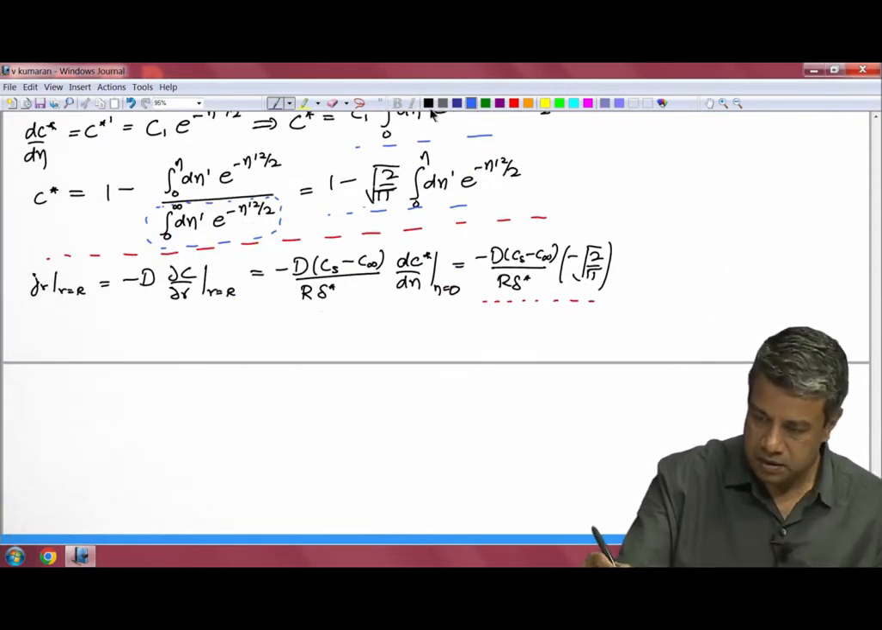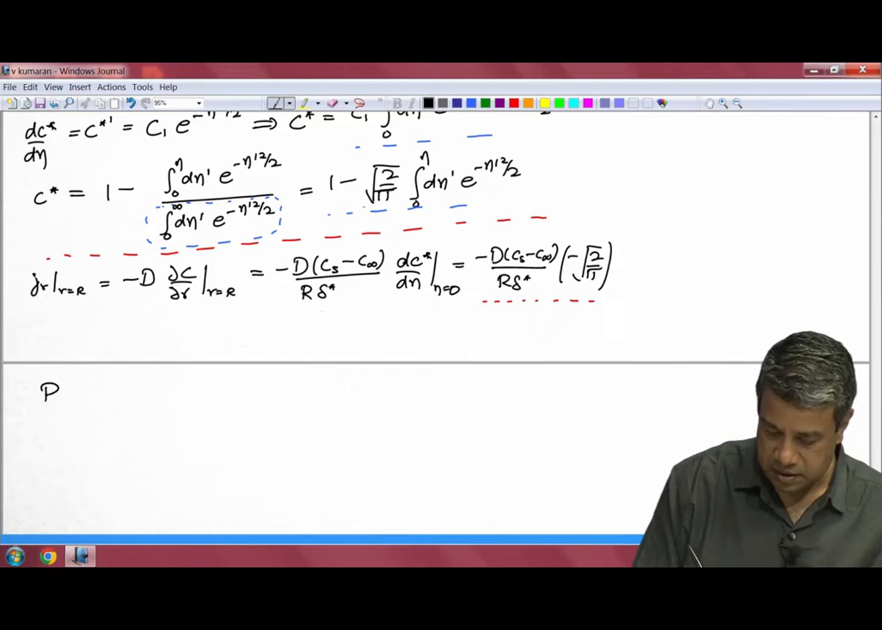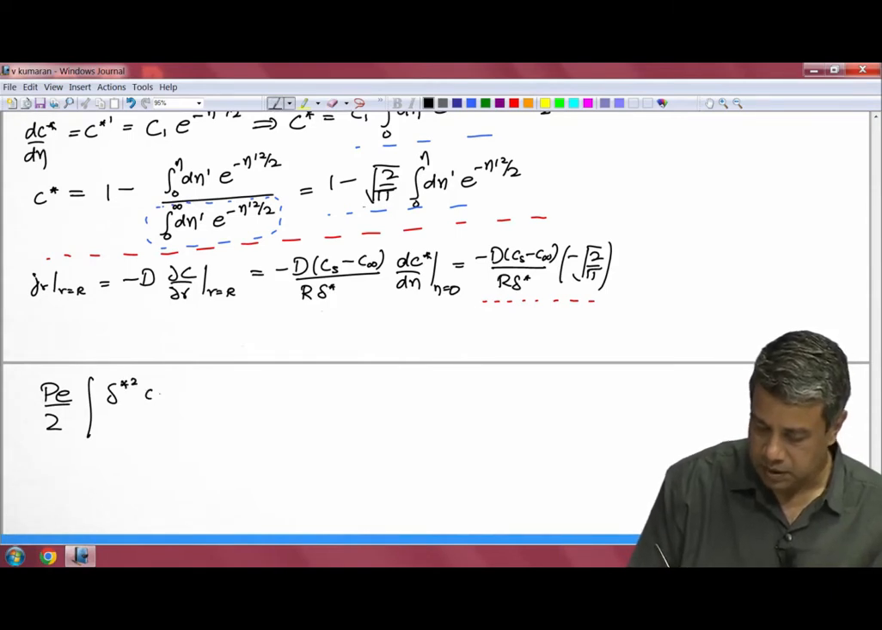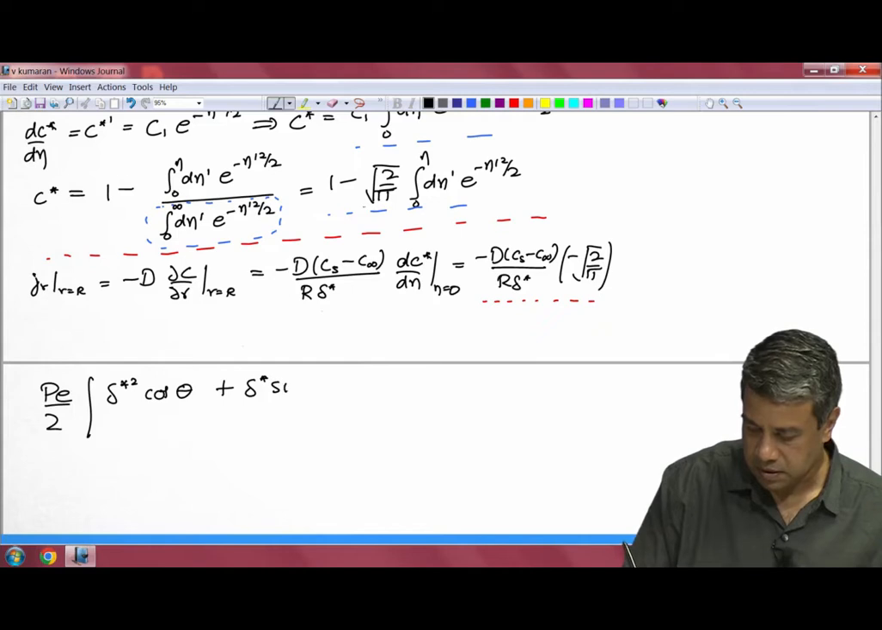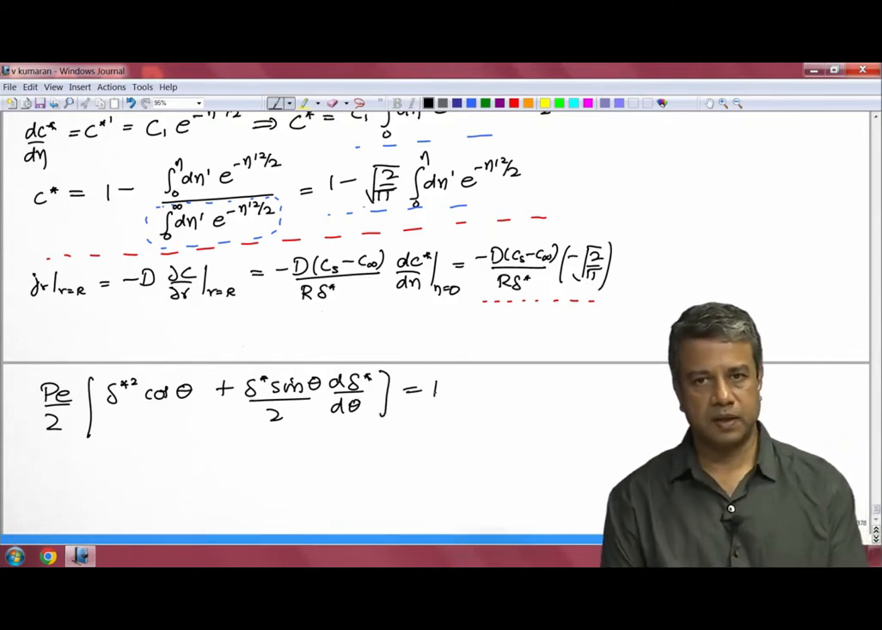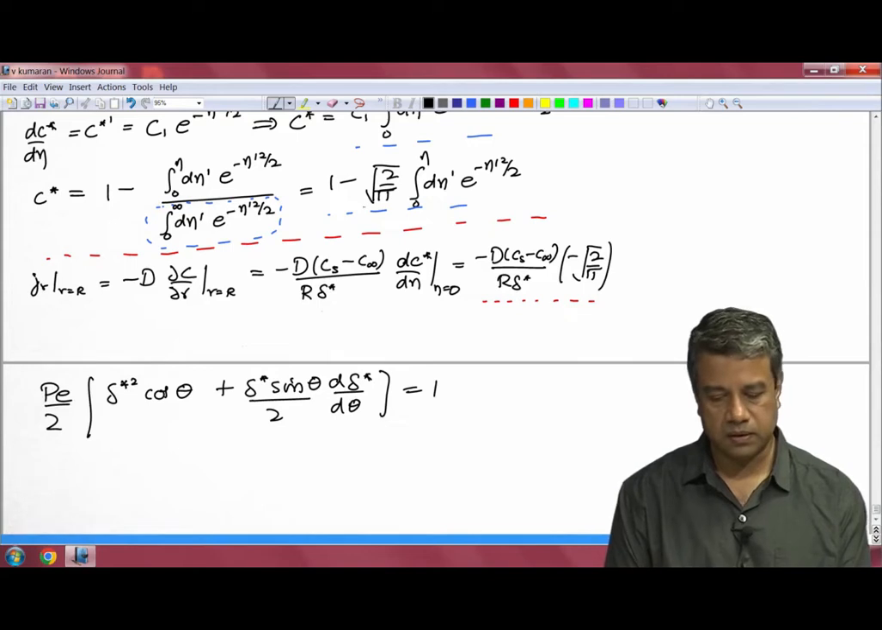So, the equation is Pe by 2 into delta star square cos theta plus delta star sin theta by 2 d delta star by d theta is equal to 1. The constant was set equal to 1 without loss of generality.